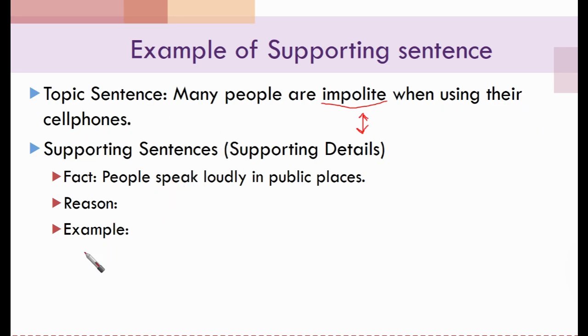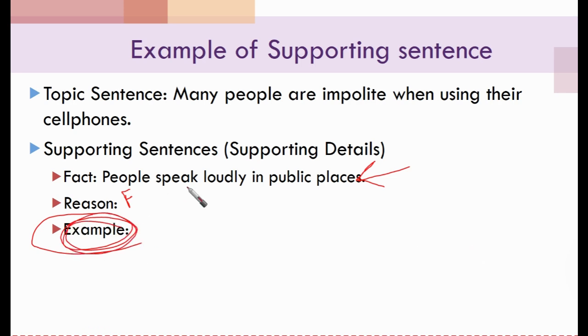What are the details that can support this topic sentence? So remember, you have to go over fact, reason, and examples. Okay, let's go over fact. People speak loudly in public places. Okay, reasons. For example, you can use a transitional word. For example, there are many people who talk very loudly in the library or maybe on the subway. Okay, you can use that for example.